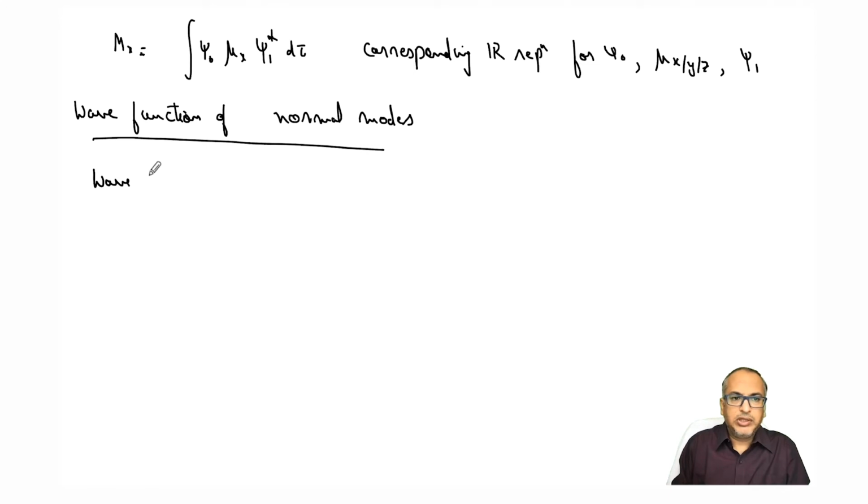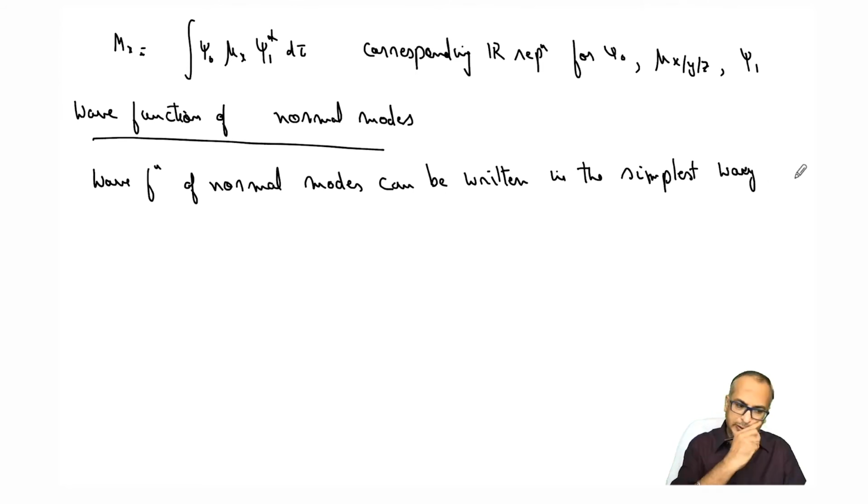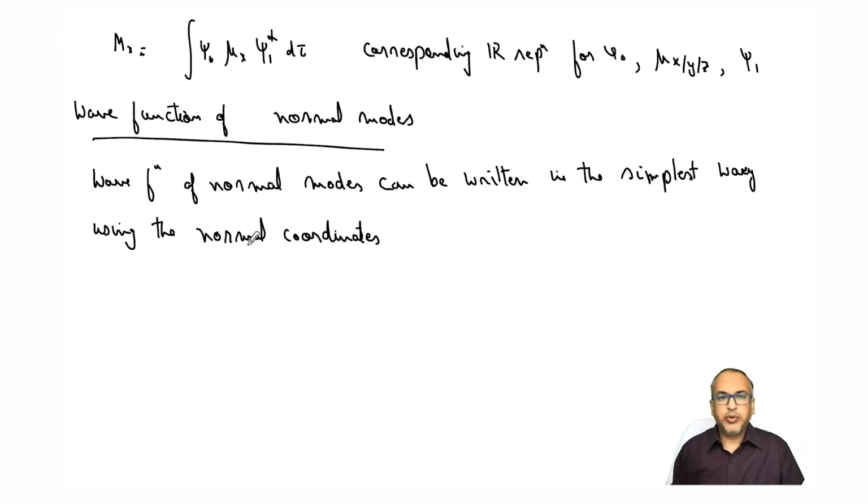So we can say the wave function of normal modes can be written in the simplest way using the normal coordinates, which we have just learned about. So if we know the symmetry of normal coordinates, we can back calculate the symmetry of the wave function, right? That means we should know the symmetry of the normal mode, and correspondingly the symmetry of the normal coordinate can be predicted, and from there the symmetry of the wave function can be predicted. Okay, so now let's see normal coordinates as the variables, and this will be assuming the simple harmonic oscillator model.